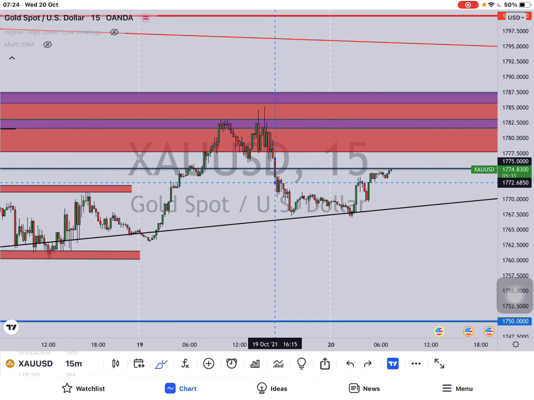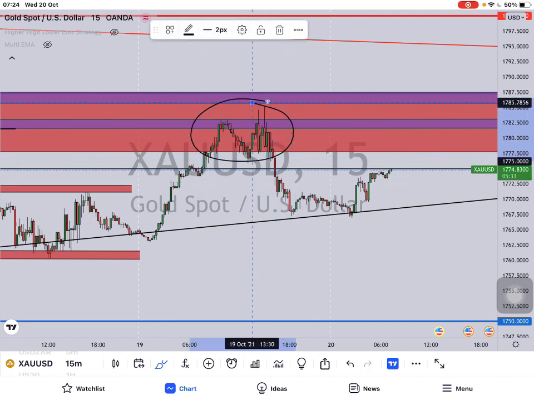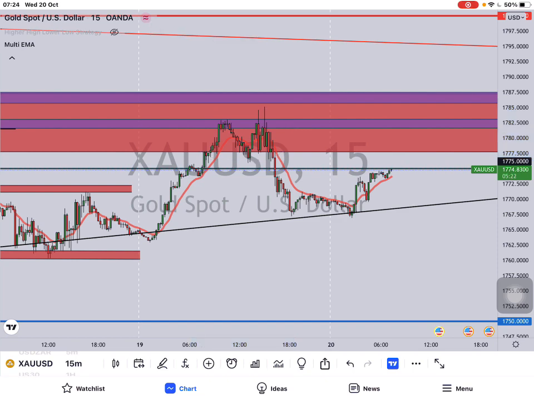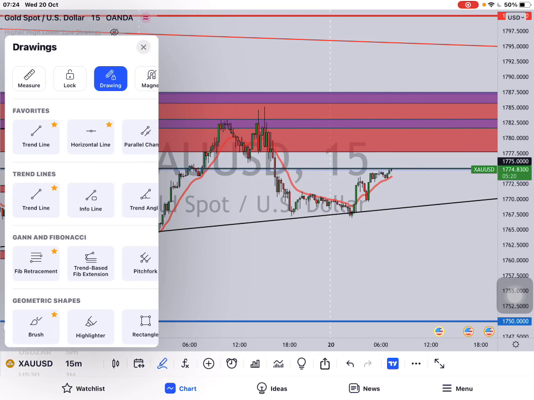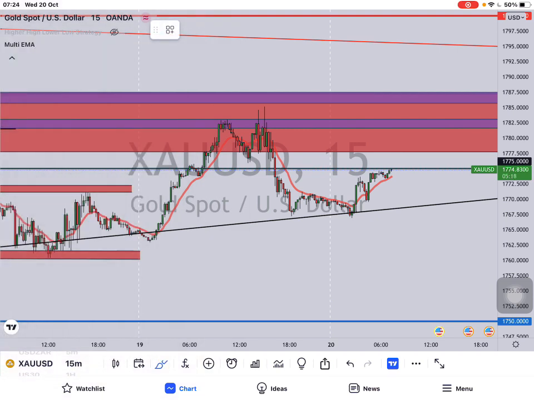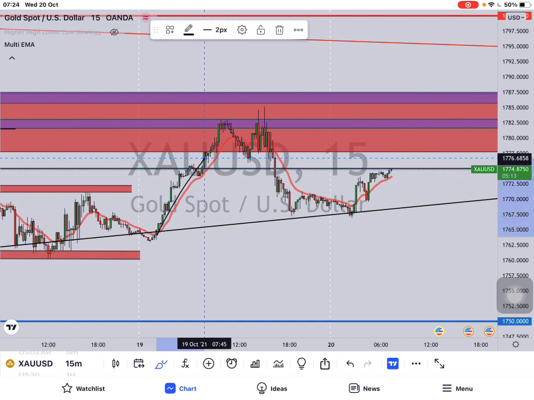Now, how do you confirm whether an M structure is valid? I'm going to add what we call an EMA, an exponential moving average. Now, there are rules in terms of entering on a moving average, and these are the rules that I follow. So when entering on an exponential moving average, this is the 13 EMA, right? The market must cross above the EMA.